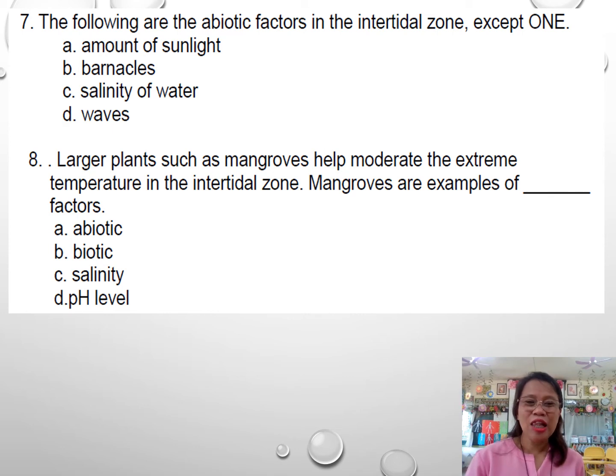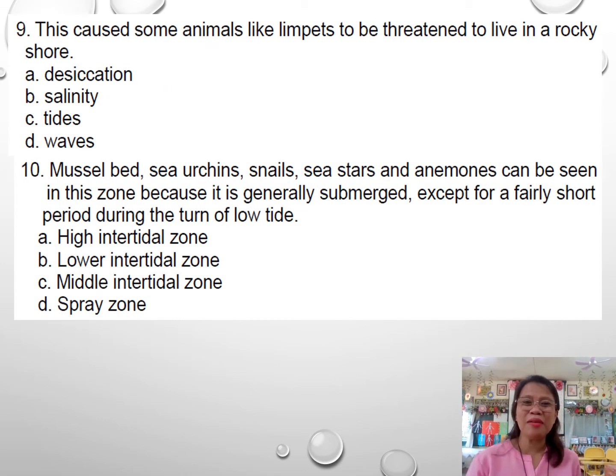Number 8. Larger plants such as mangroves help moderate the extreme temperature in the intertidal zone. Mangroves are examples of blank factors. We are almost done. Let's go to number 9. This caused some animals like limpets to be threatened to live in a rocky shore.